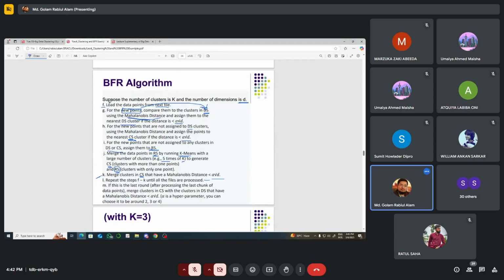So we have to load again, try to put the new points into DS, try to place new points in CS, and try to place the remaining new points in RS. Then cluster RS to form the new CS and RS, and merge two or maybe more CS clusters that are very close. Based on the Mahalanobis distance, we can also merge two CS clusters. You have to do this many times.